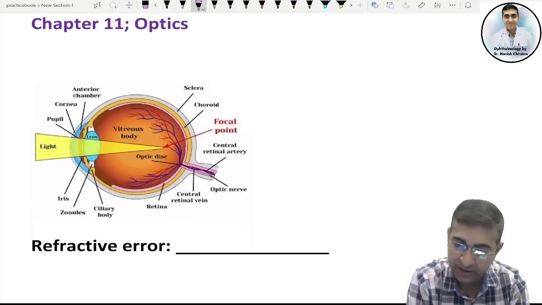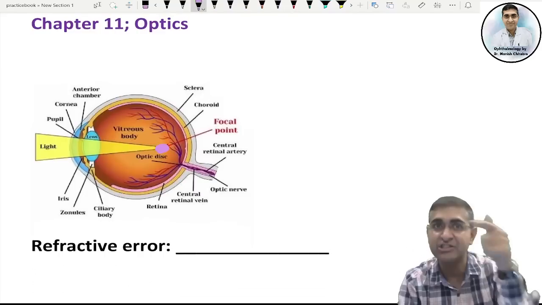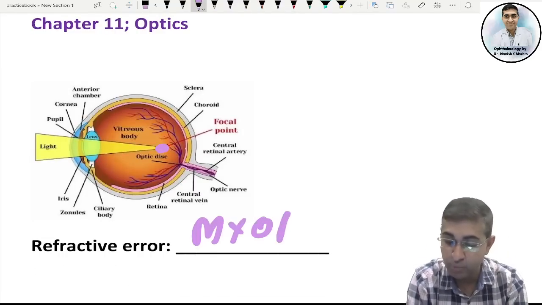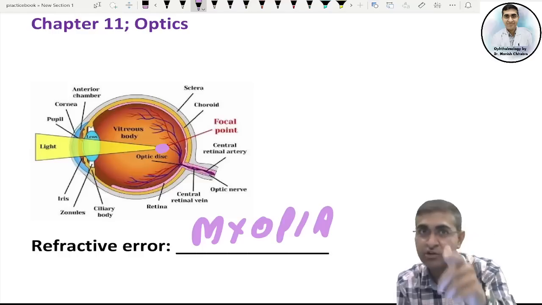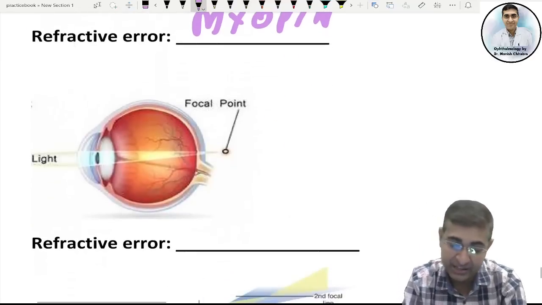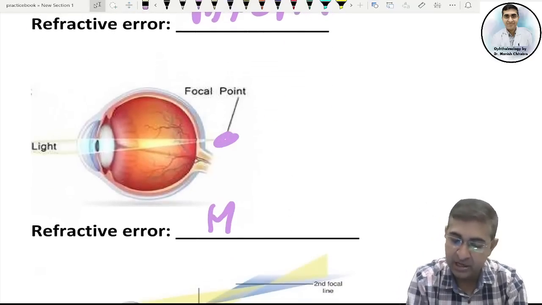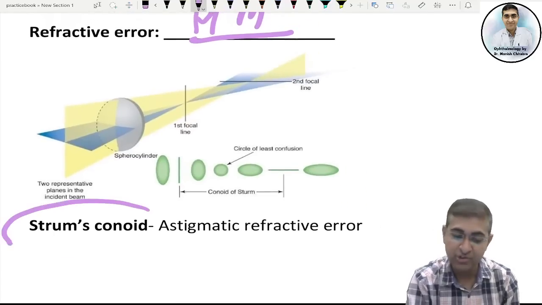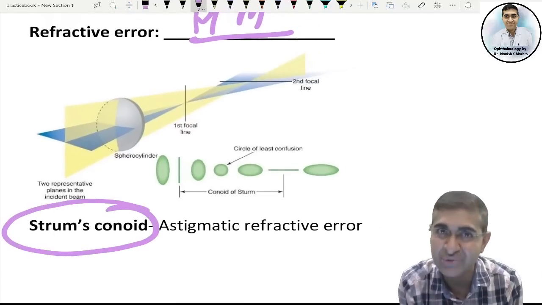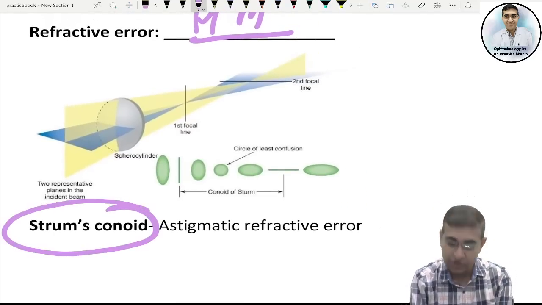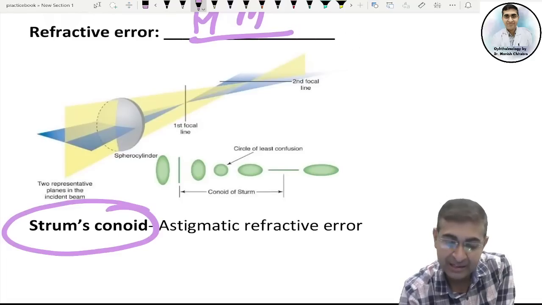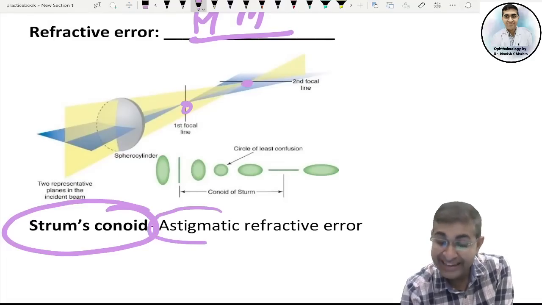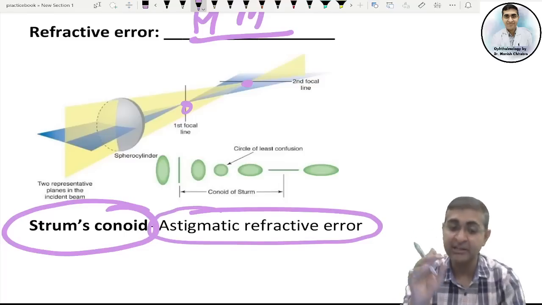Okay, what is the refractive error? The image is formed in front of the retina. This is also your previous INICET image based question. So it is myopia. Myopia is when the image is formed in front of the retina while accommodation is at rest. So this is behind retina. This is your hypermetropia. And Sturm's conoid, this was also one of the images which was asked in your recent INICET exam question. So you can see that there is different point of focus. Yes, so it actually depicts the astigmatic refractive error in this image.